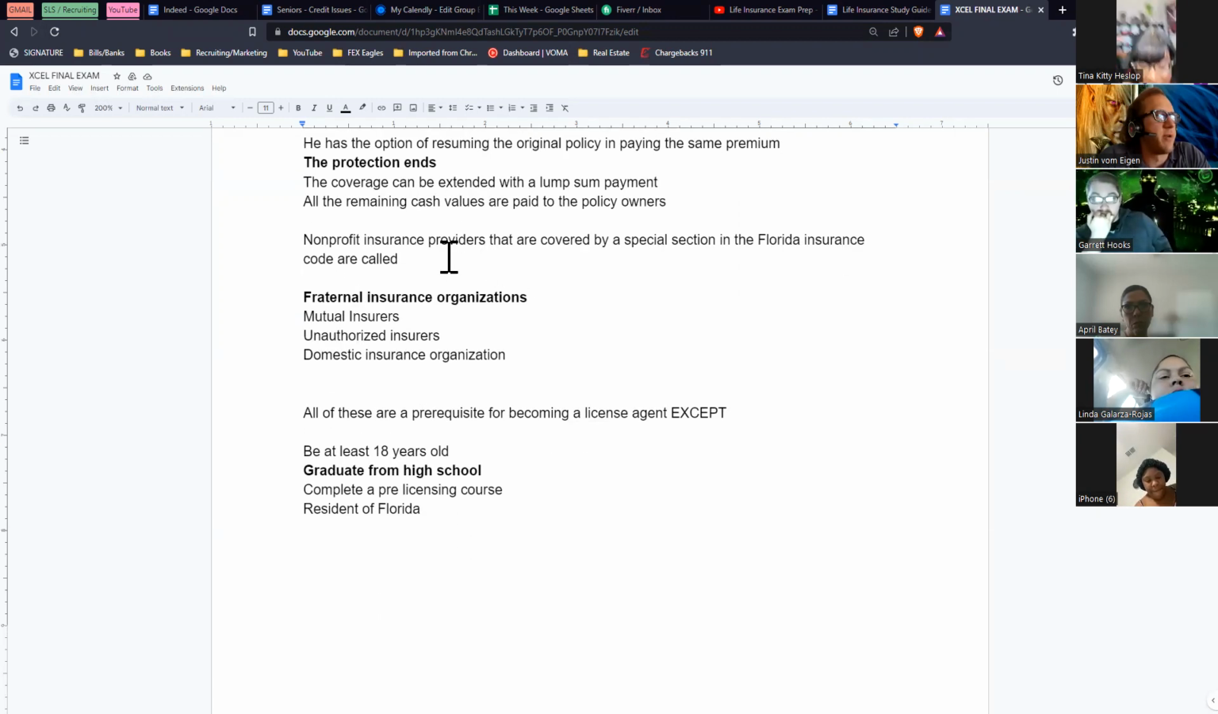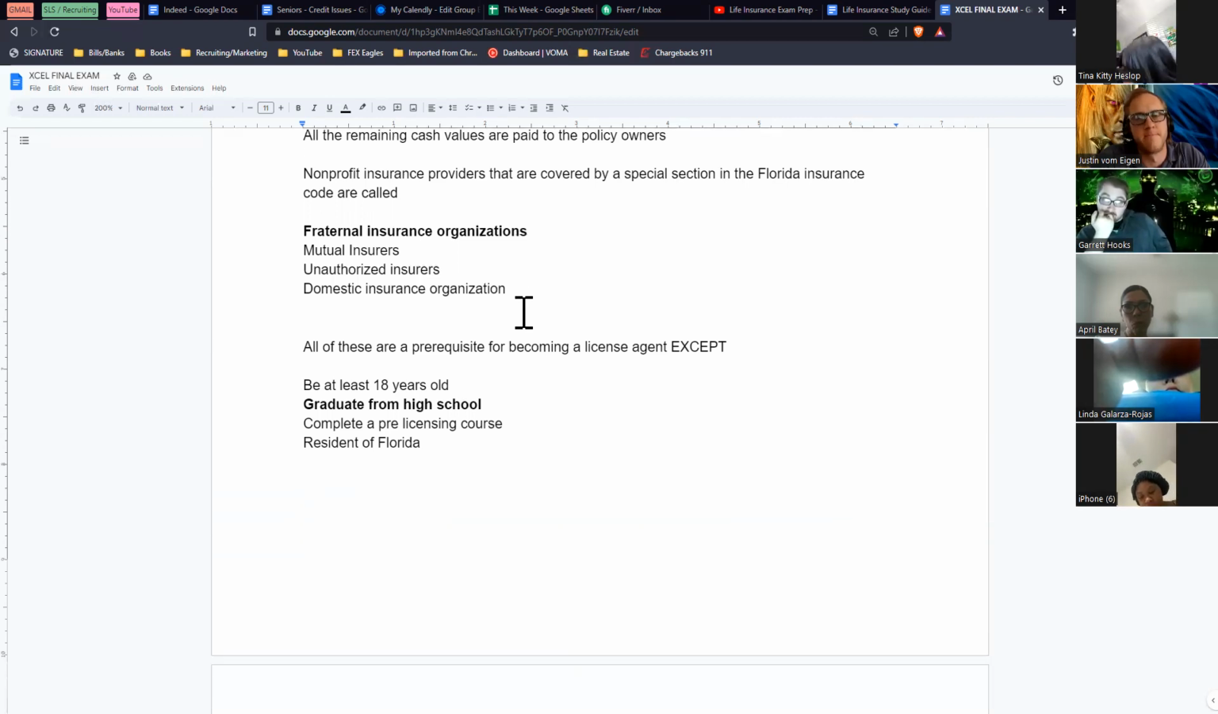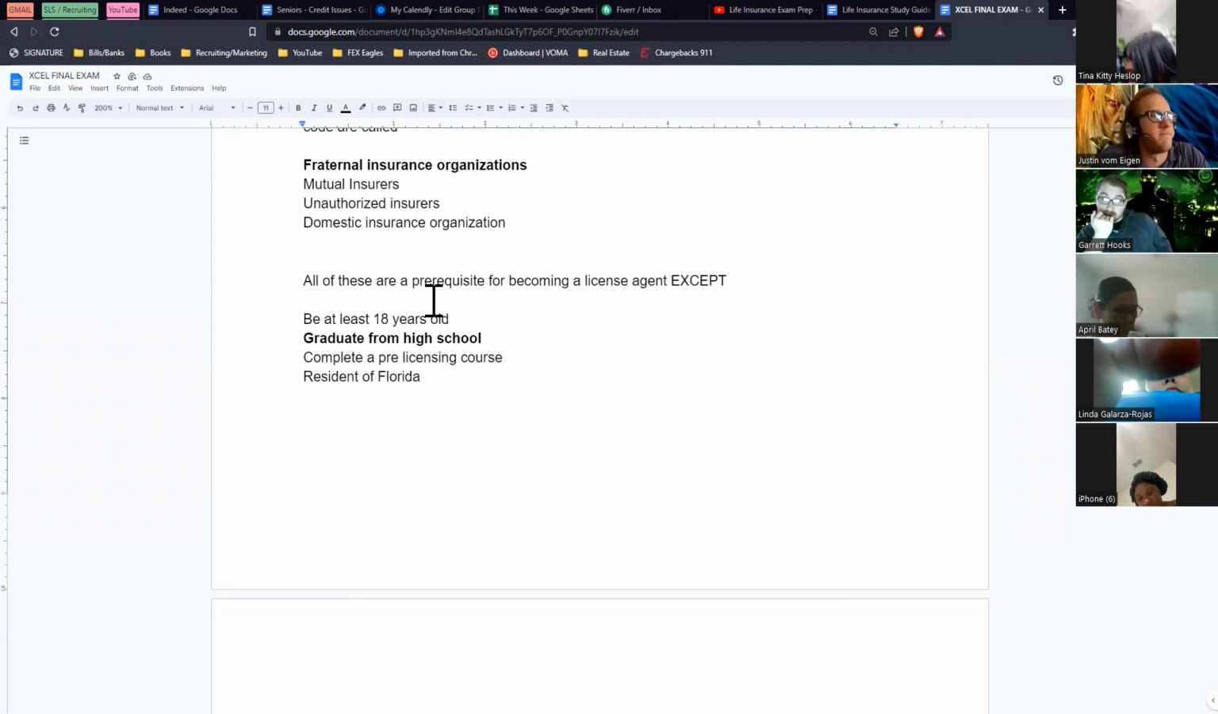Nonprofit insurance providers that are covered by a special section in the Florida Insurance Code are called fraternal insurance organizations. Okay. Or fraternal benefit societies, either. The fraternals. It's like an insurance company, but it's not. They say they don't make any money, but they have a ton of money. It's like those nonprofits that say they're broke, but all the executives are super rich. It's kind of like that.